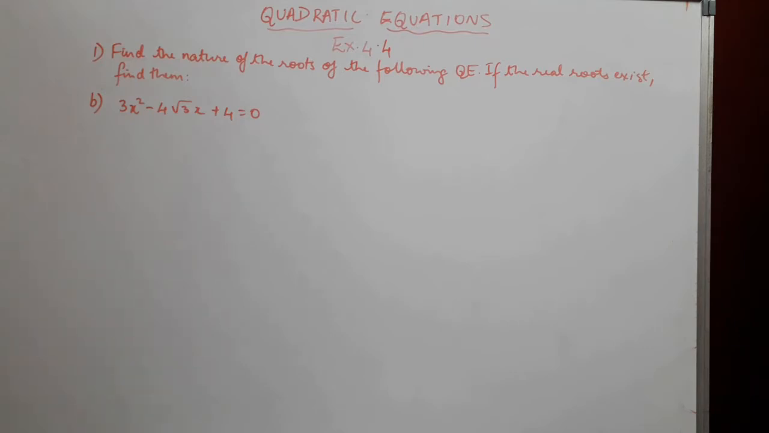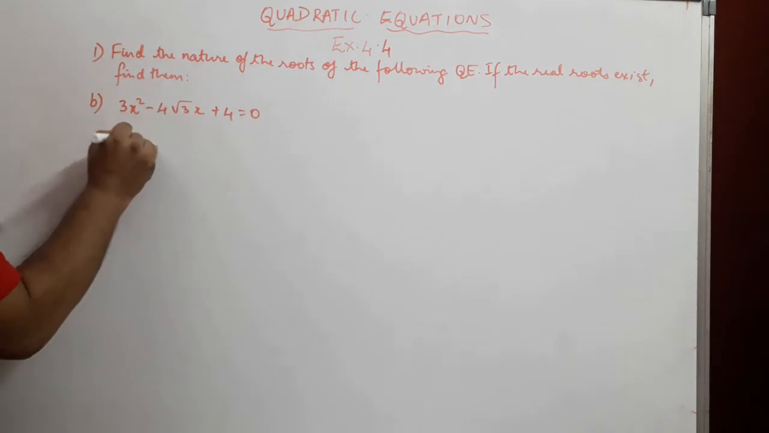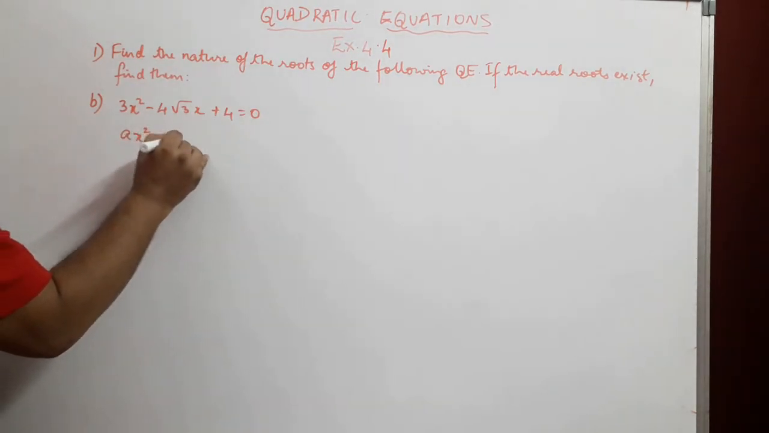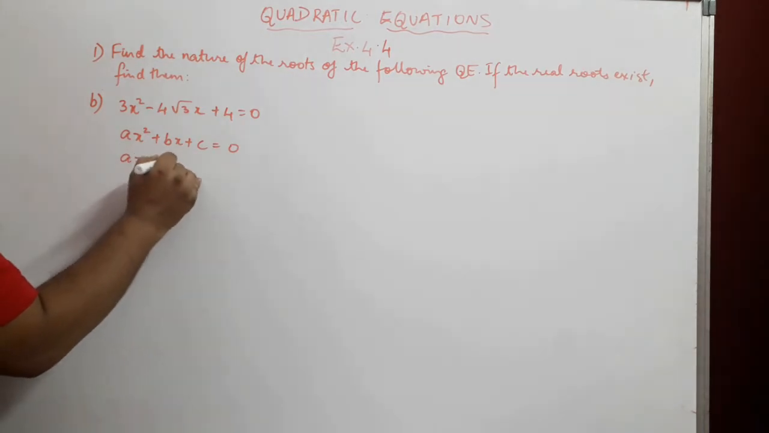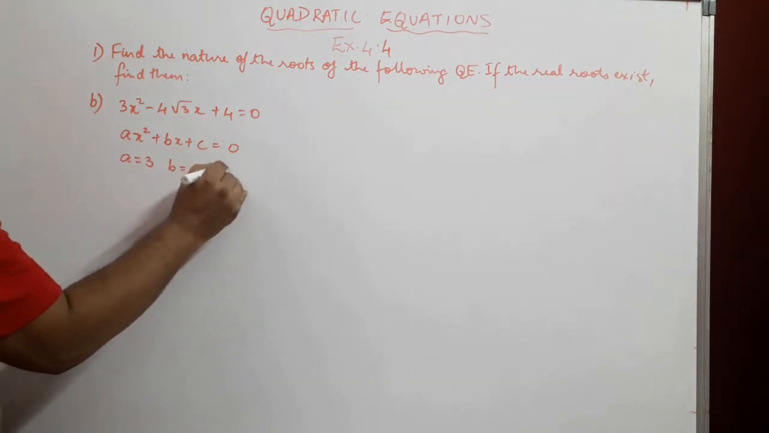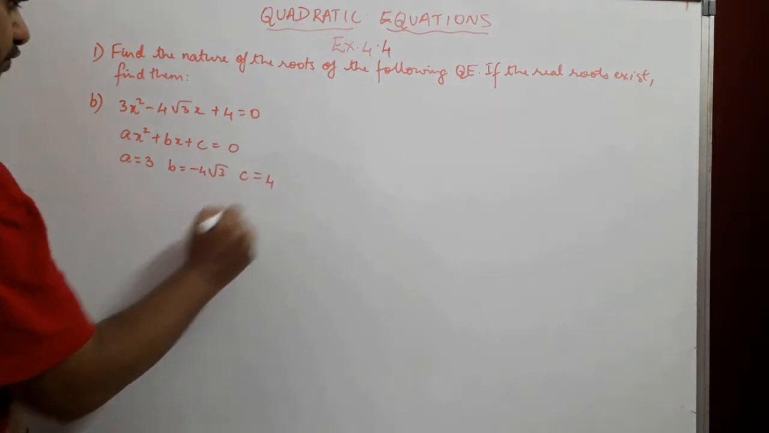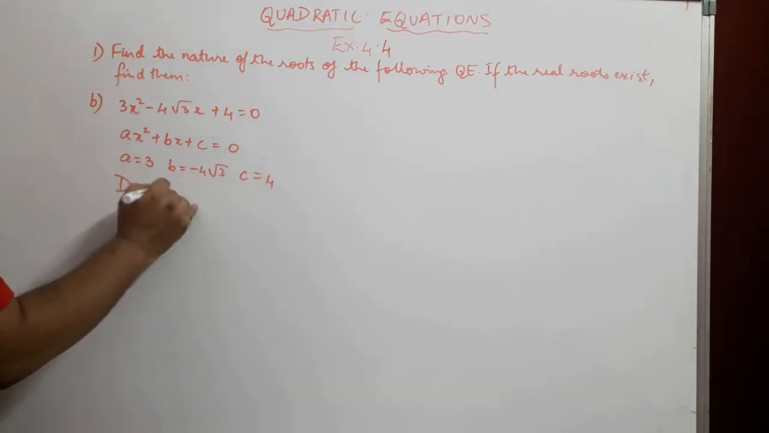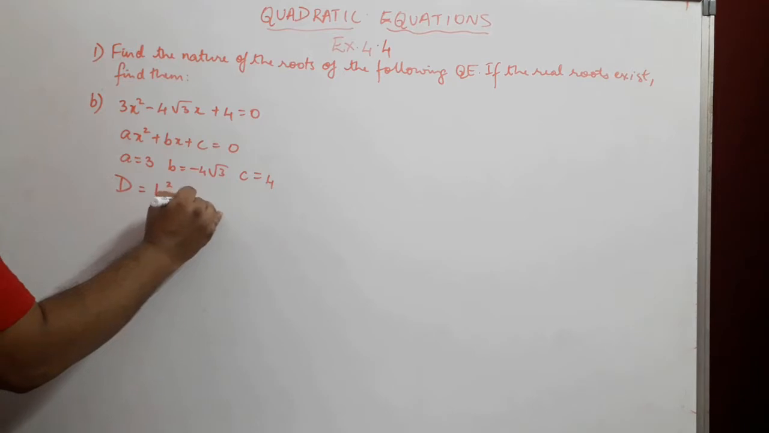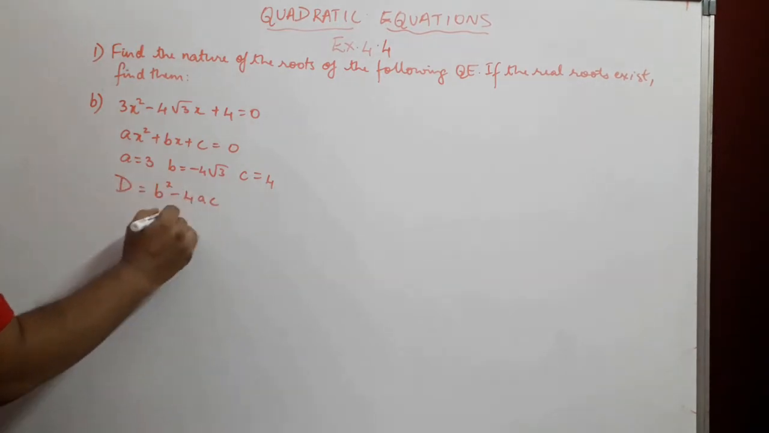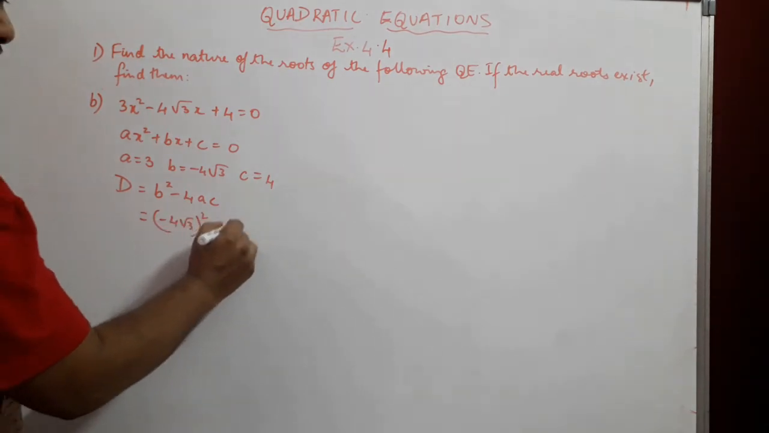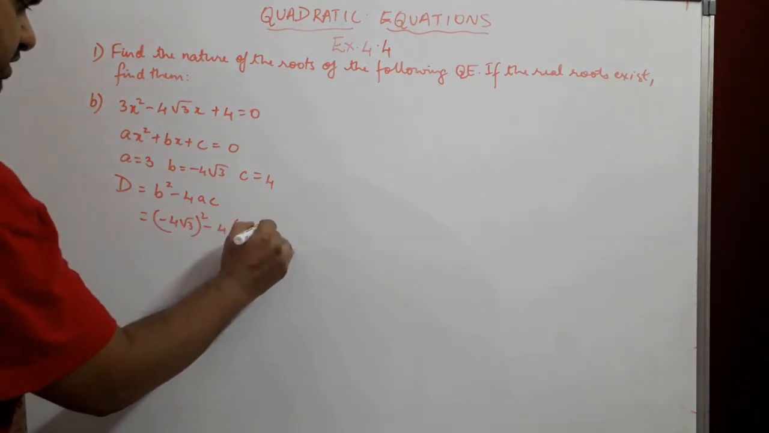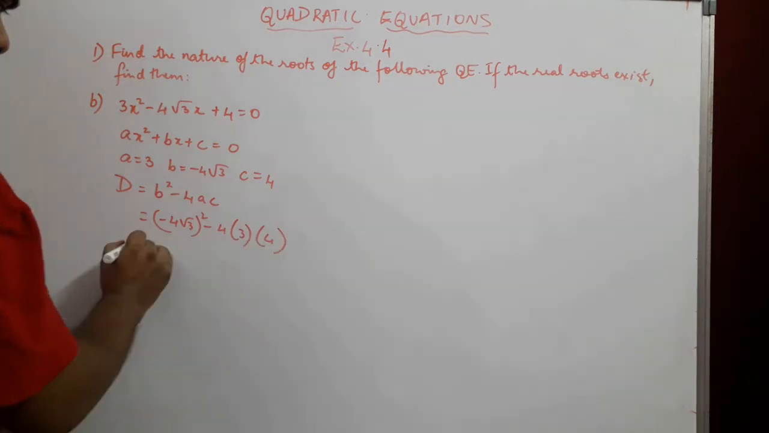The next problem is 3x square minus 4 root 3x plus 4 equal to 0. Let's compare it with the general form, ax square plus bx plus c equal to 0, where a is equal to 3, b is equal to minus 4 root 3 and c is equal to 4. Using the discriminant formula, d equal to b square minus 4ac, we get b equal to minus 4 root 3 whole square minus 4 into a, which is 3, and c, which is 4.